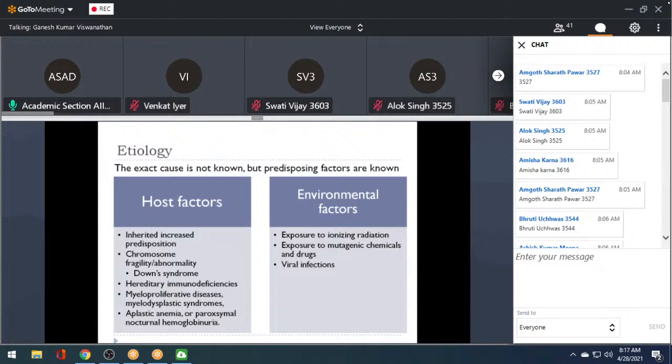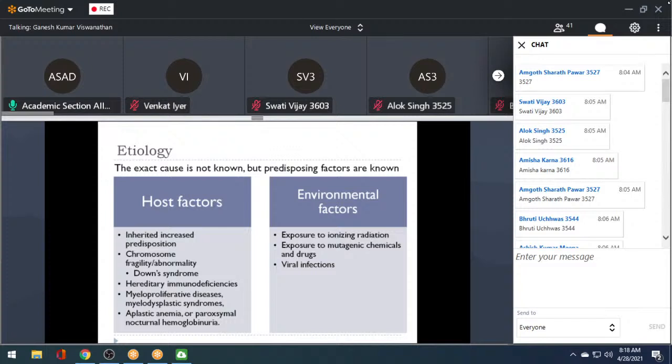So what causes this blood cancer? So what causes this leukemia? There are multiple factors. No single factor has been put forward as the single most responsible factor. There are multiple factors. This can be related to the patient himself or herself or to external factors.